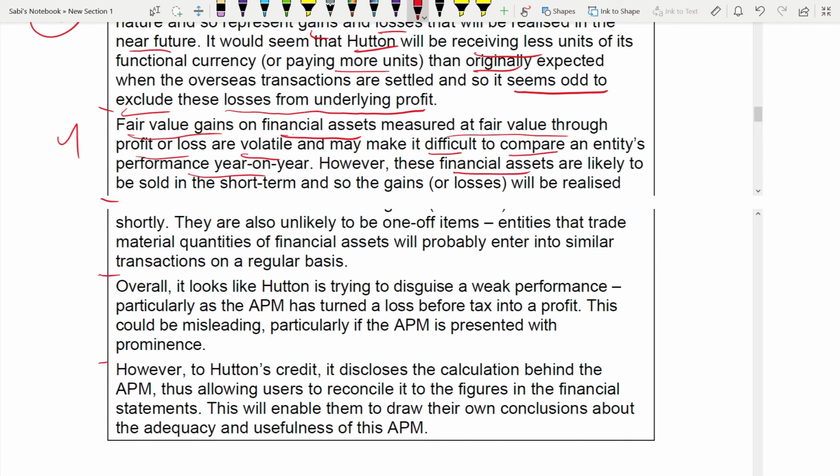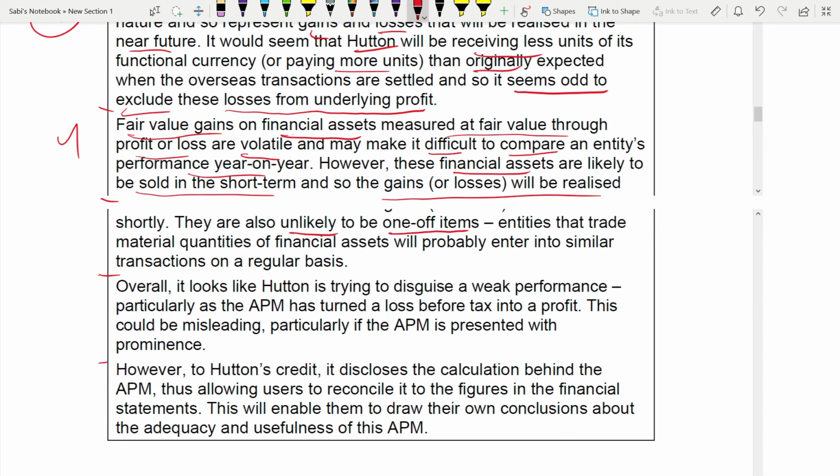This is also likely to be sold in the short term. Financial assets like your debtors, your cash, any financial instruments you have. These are likely to be sold in the short term. Because of that, any gains or losses also will be realized very soon. They are also unlikely to be one-off items. Entities that trade material quantities of financial assets.